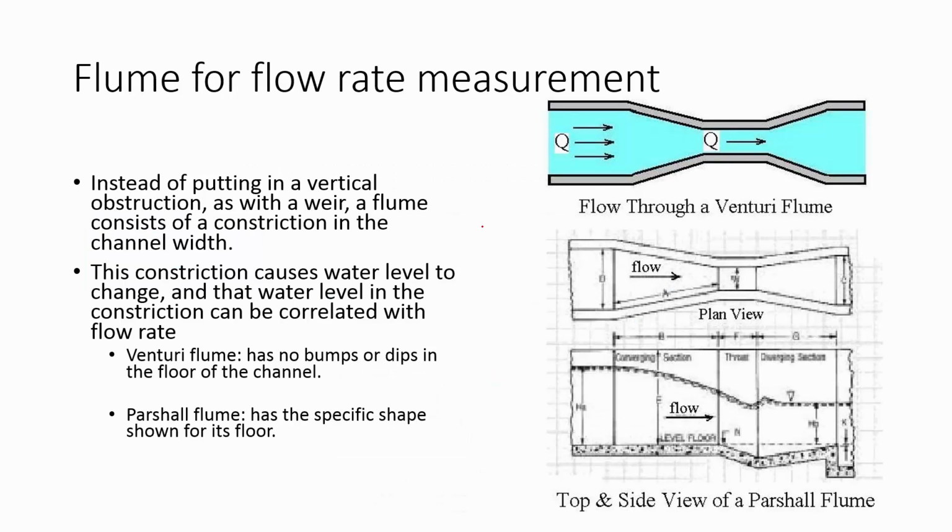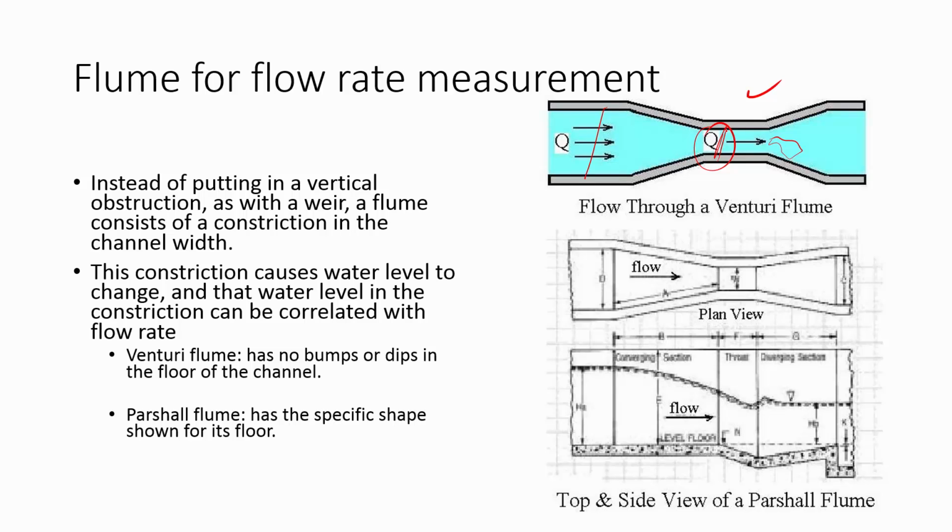We could also use flumes for flow rate measurement, and there are two types of flumes. A flume is really an obstruction along the channel. You can have a Venturi flume, which is basically just a contraction in the channel, and that causes the velocity change. The flow is the same, but here you have it wider and here it is narrow, so the velocity will increase here, causing a hydraulic jump downstream, and we'll talk about the conditions for hydraulic jump.